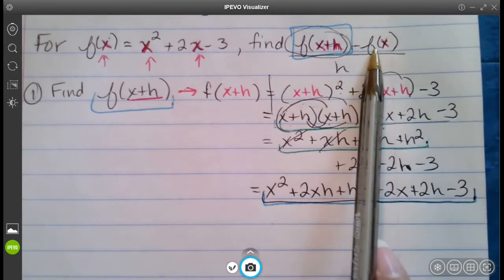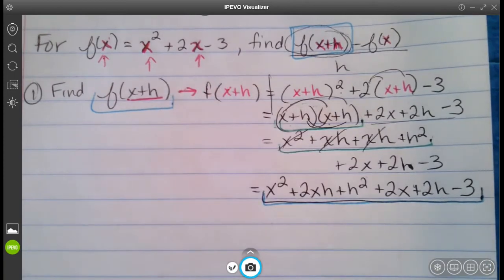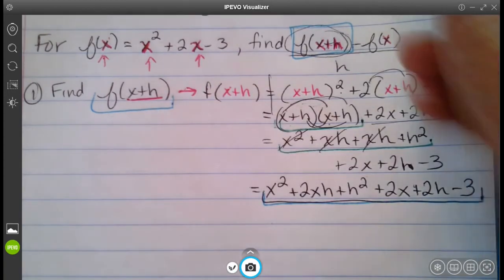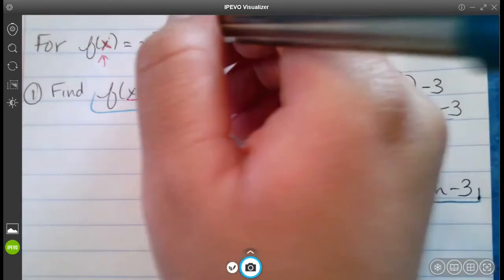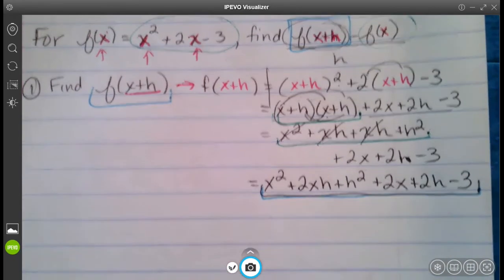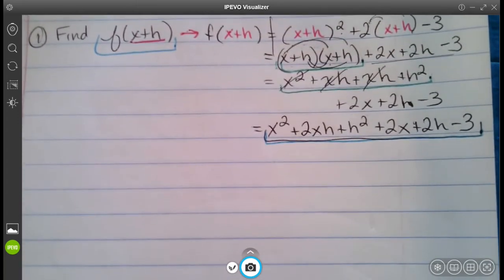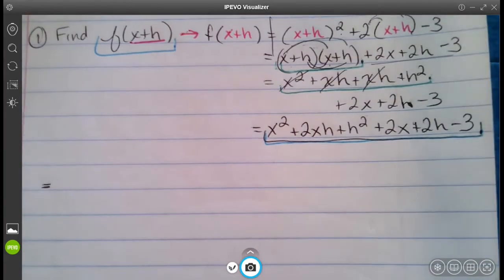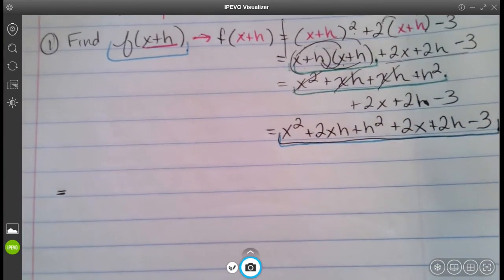F of x, we already have. F of x is just this piece right here. Let's see if I had more colors. So this right here is just this right here. So I'm going to plug everything in now, okay? And by the way, if you do have trouble with this one, it's all right. Let me know, because this is actually a calculus topic that we are lucky enough to see in our textbook.